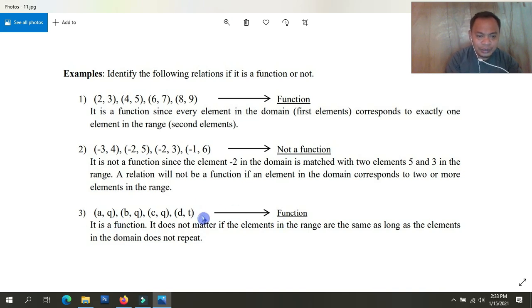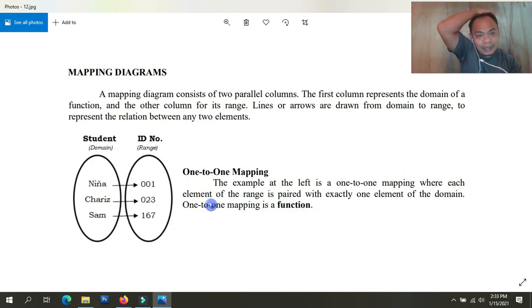Next is function AQ, BQ, CQ, DT. It is a function. It does not matter if the elements in the range are the same as long as the elements in the domain do not repeat. So, ibig sabihin, dapat yung domain hindi po magdoble. Pero sa range, pwede po siyang magdoble. Di ba? So, like this one, AQ, BQ, CQ. Di ba? Yung range natin ay Q. Tapos yung domain niya ay A, B, C. Okay. So, that's it.